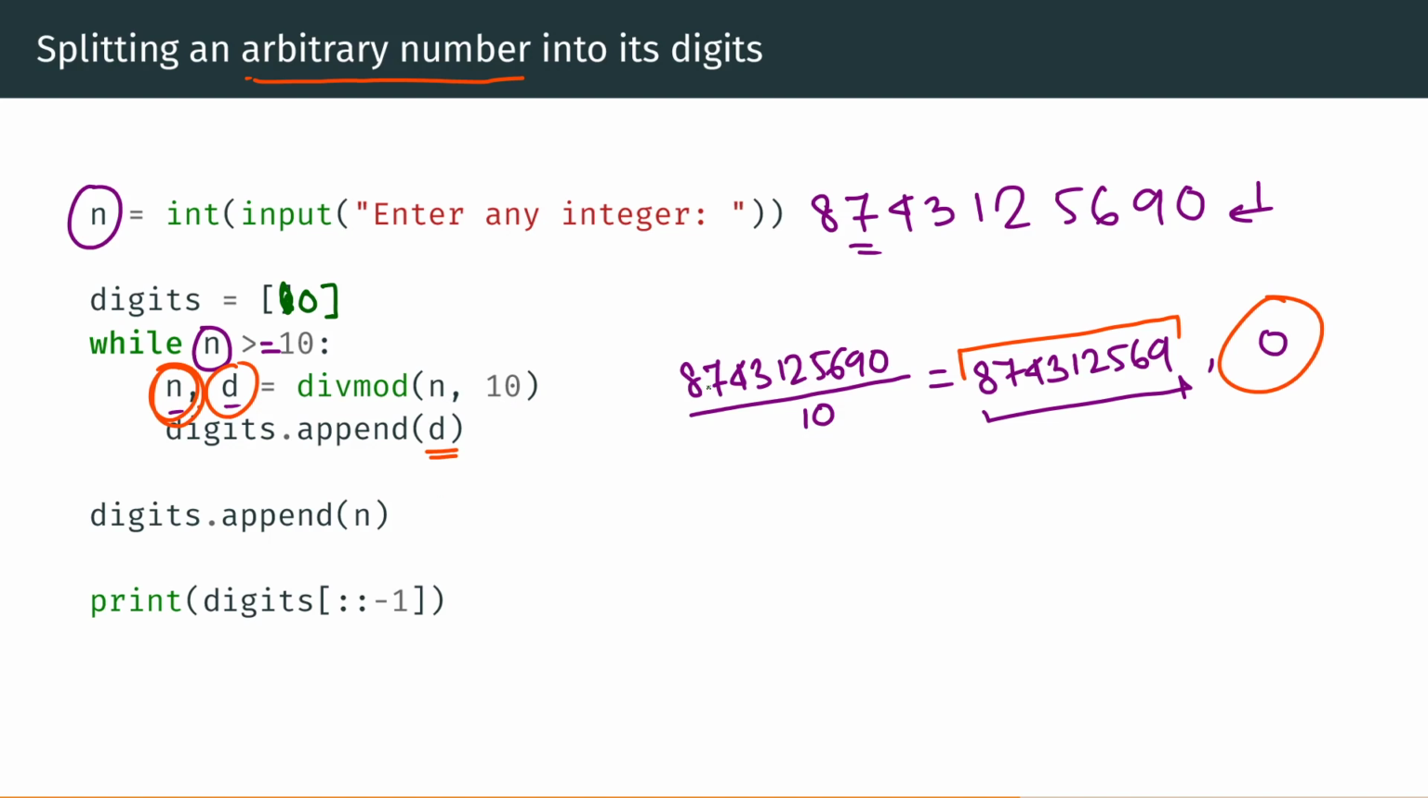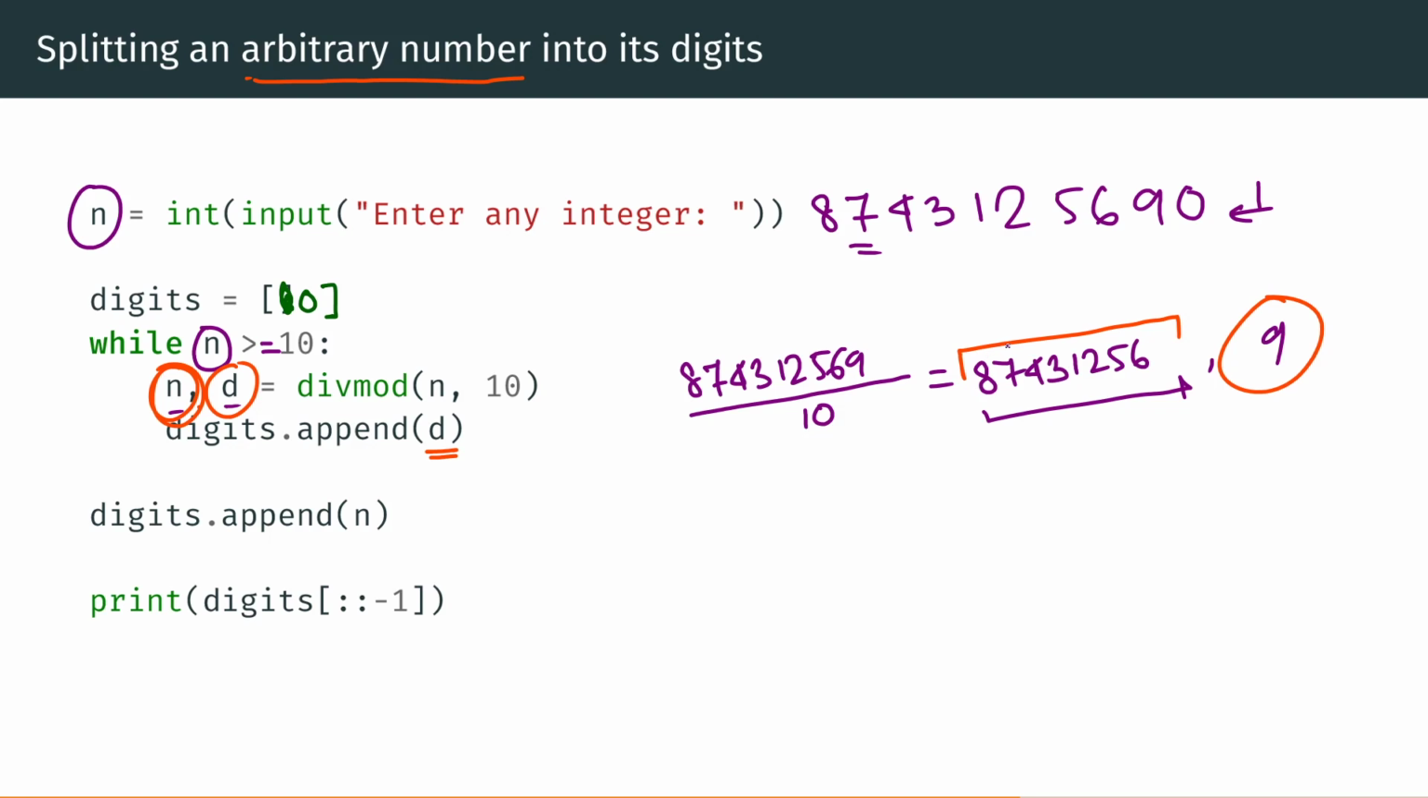So this time n is 874312569. I'm sorry, 9. There's no 0 anymore. So when you calculate this, it will give you the quotient, which is 87431256, not the 9 anymore, and the remainder would be 9. The remainder would be 9.